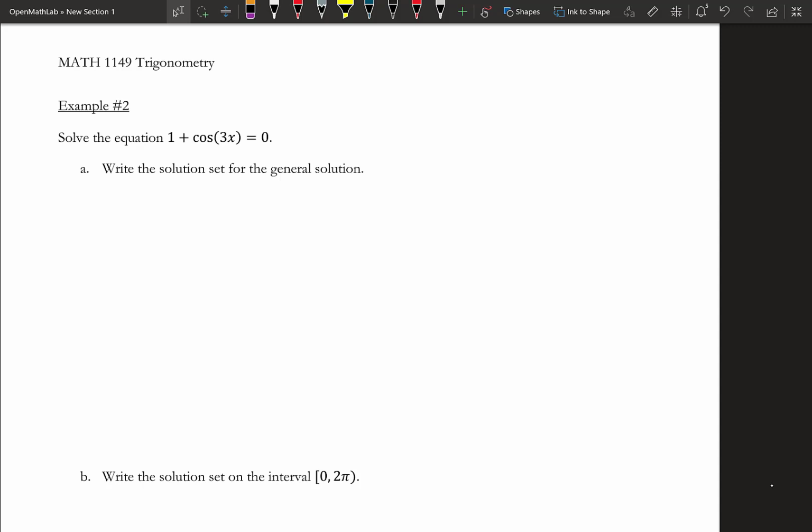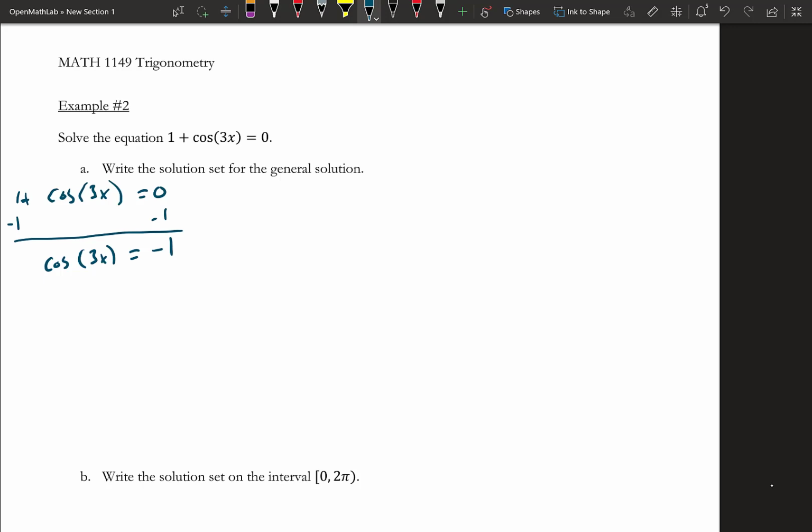So I have example 2. We're solving the equation 1 plus cosine of 3x equals 0. Write the solution set for the general solution. With these, the basic idea is to solve for the trig function. So if I subtract 1 from both sides, I get cosine of 3x equals -1. But trying to solve for cosine of 3x is maybe a little difficult.